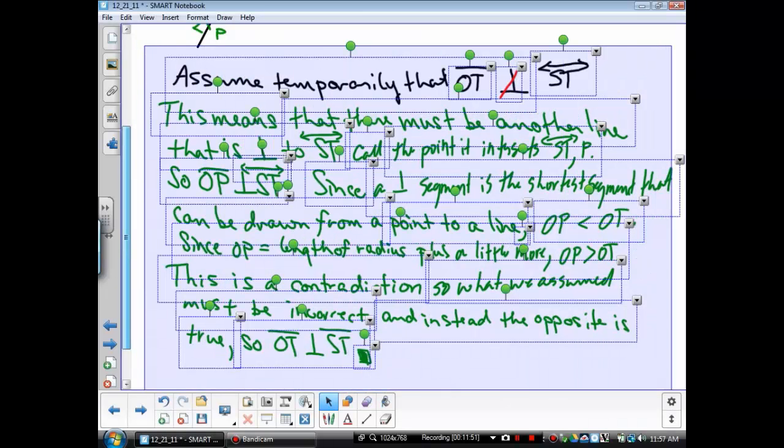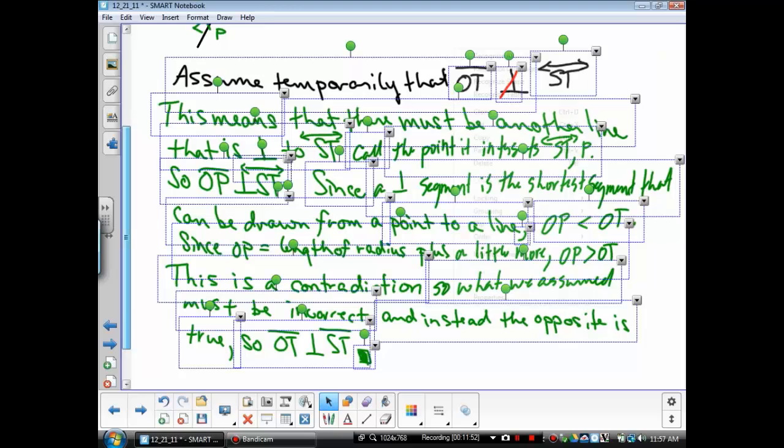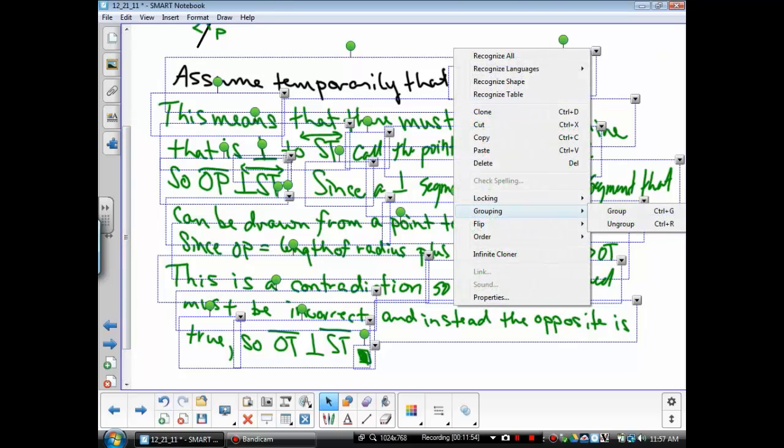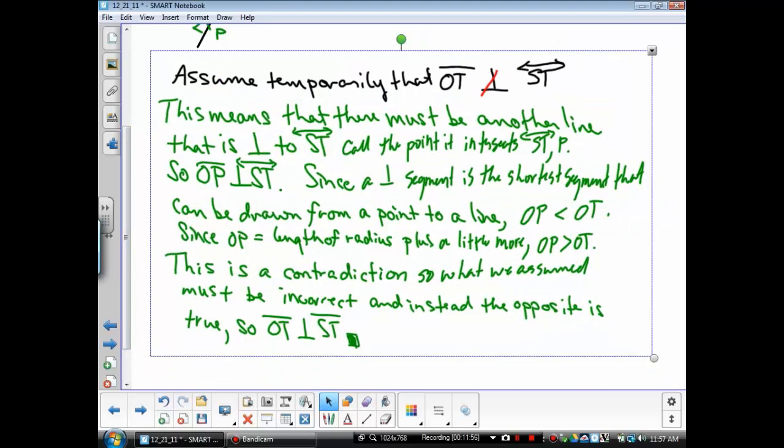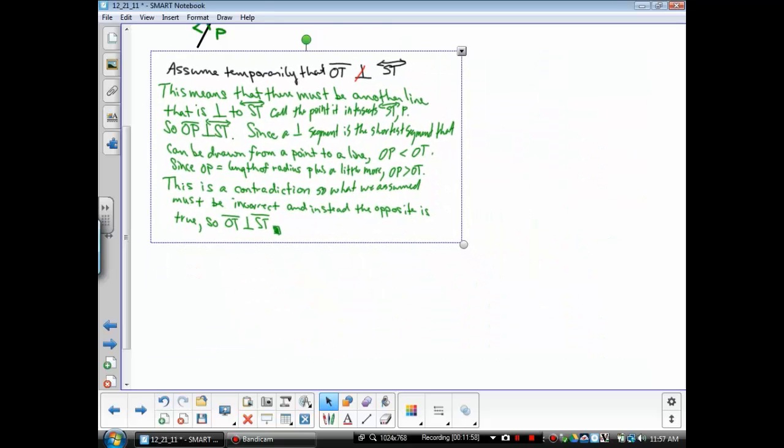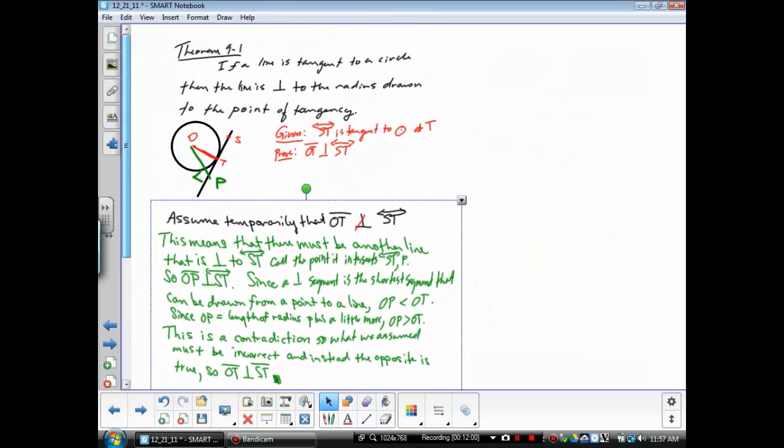All right, we have a corollary to this now. We know now, like we thought in the assignment on that problem, that if you draw a radius to a point of tangency, then the measure of angle OTS must be 90. We just proved that.